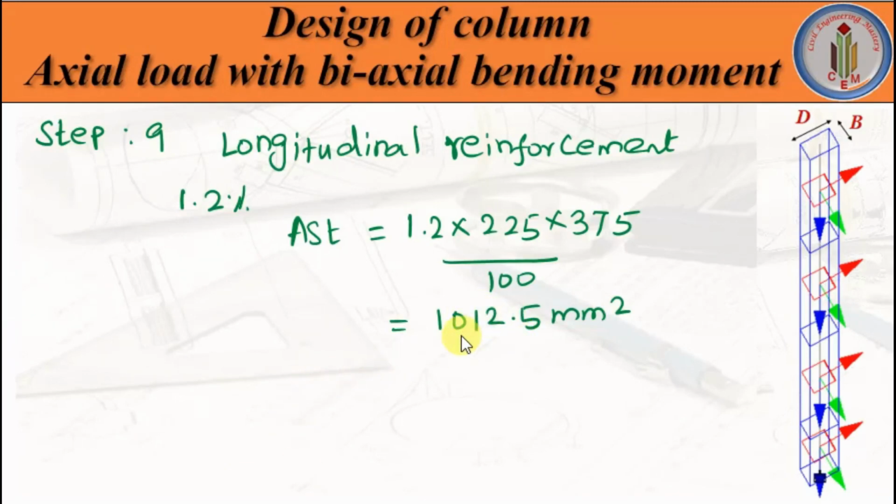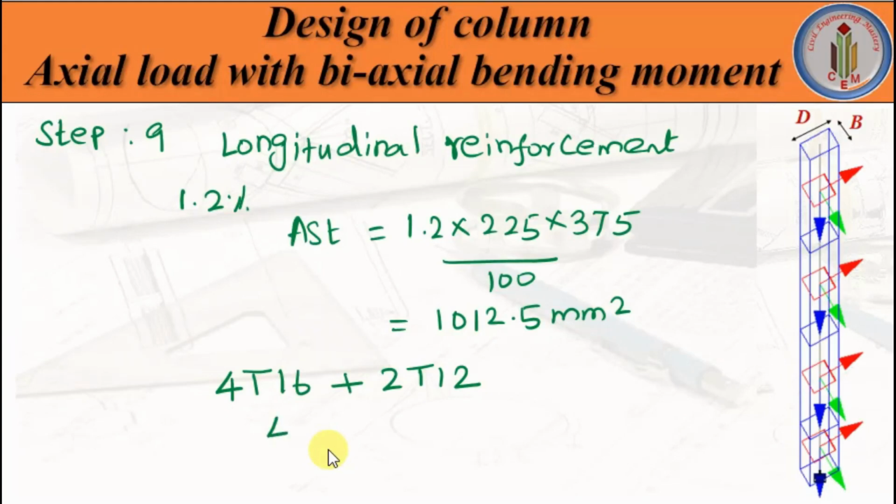So according to this area we need to provide the reinforcement bars. So here I am going to provide 4T16 plus 2T12. That means 4 number of 16 mm dia bars and 2 number of 12 mm dia bars. So if you calculate the area of these two bars, that will come close to this value required, area of steel required.